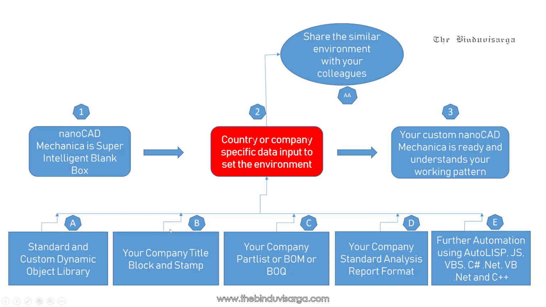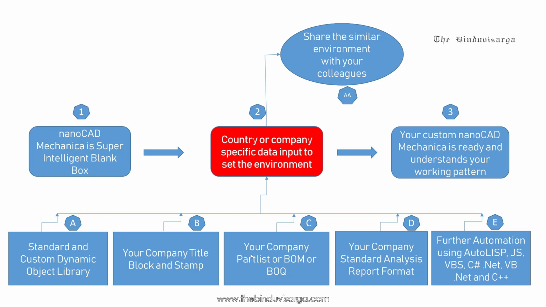And the next things you can set are country or company specific information, that is your company title block or stamp, right? We'll discuss later on what a title block and a stamp are, but this is one thing that you can set as per your company to set the environment for all of your designers or co-workers, right? The next thing you can focus on is the part list, right?